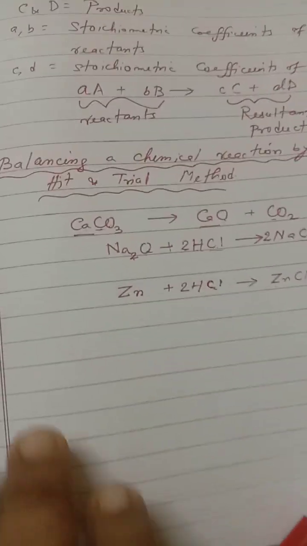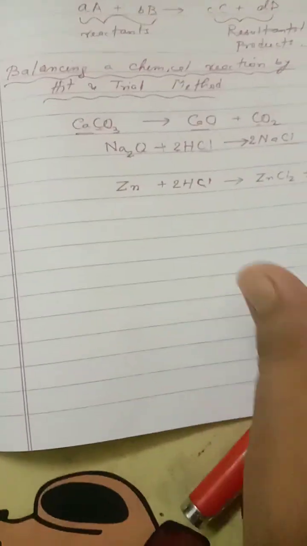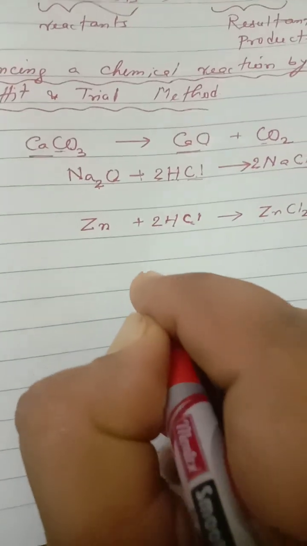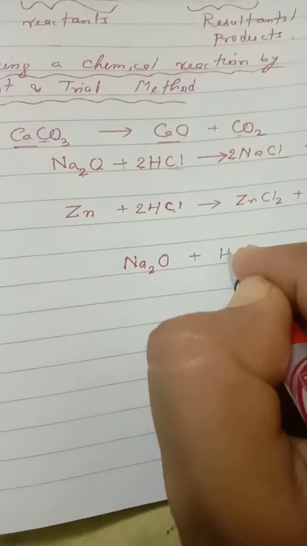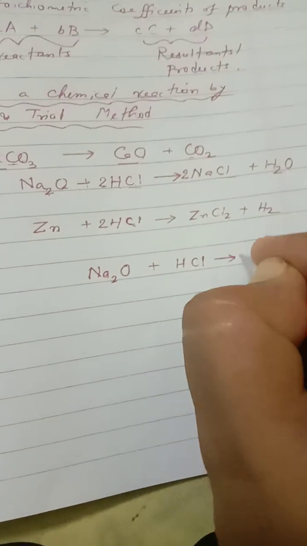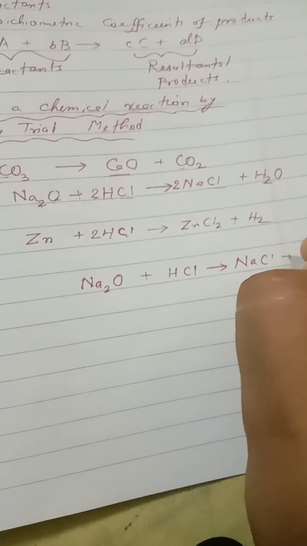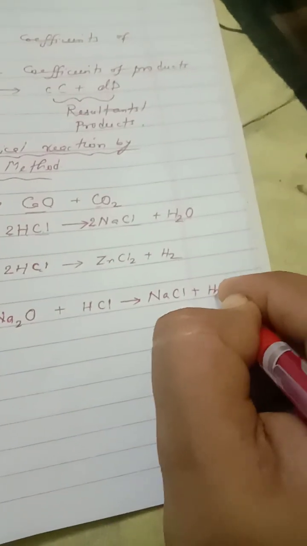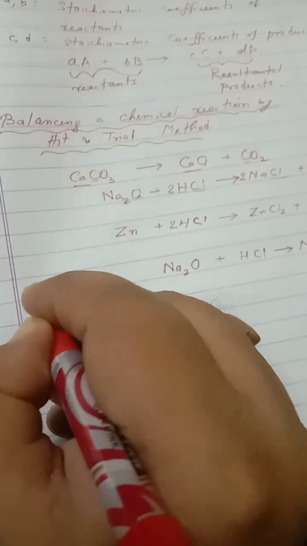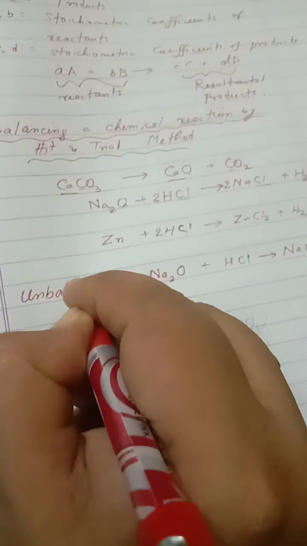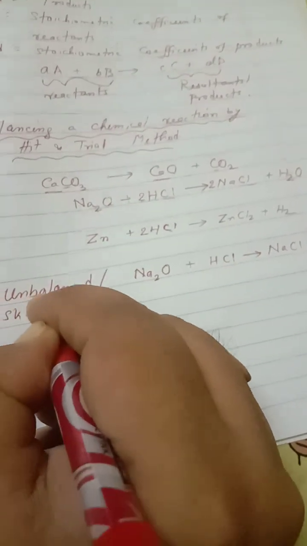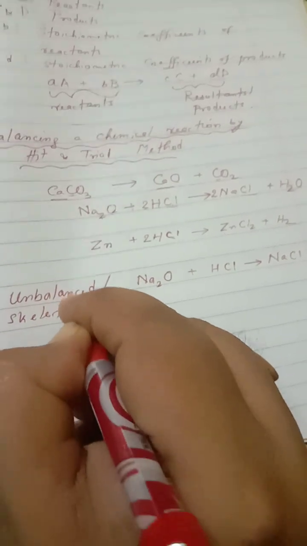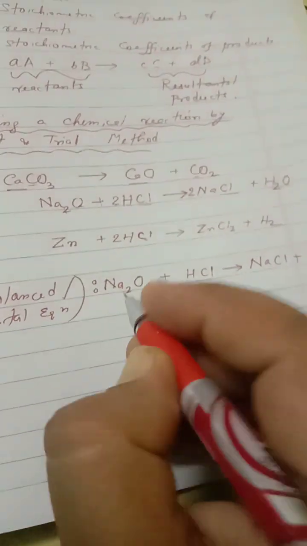Now another thing, let me mention. Generally, suppose I'm writing like this: Na2O plus HCl gives you NaCl plus H2O. This is an unbalanced or skeletal equation.